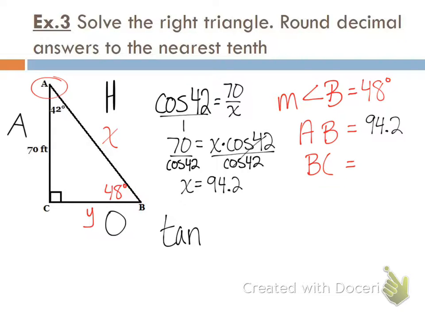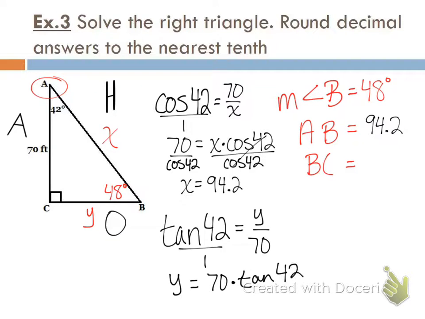So tangent of what? 42 is equal to y over 70. Again, cross multiply and solve. y is equal to 70 times the tangent of 42 degrees.